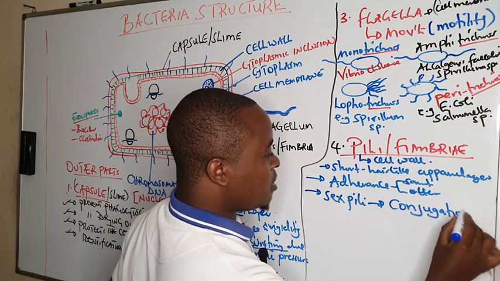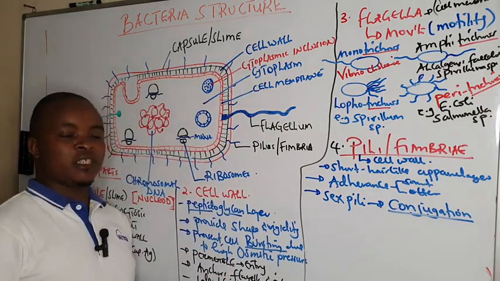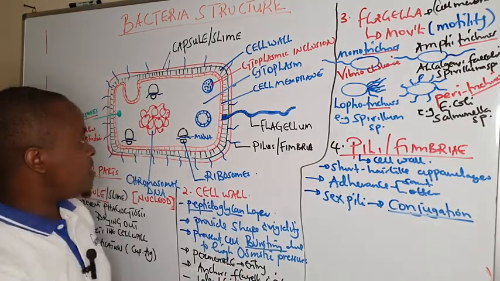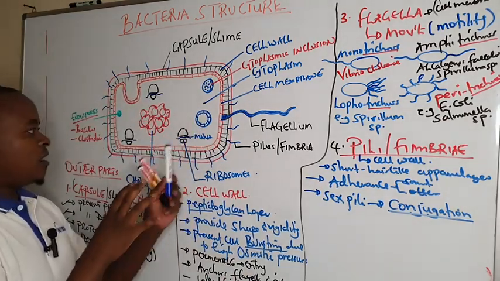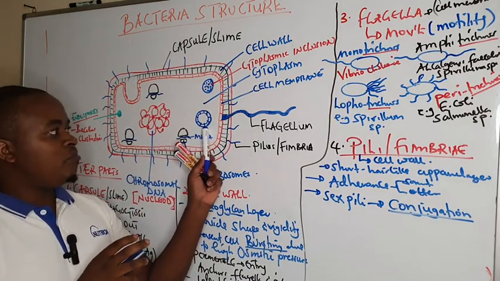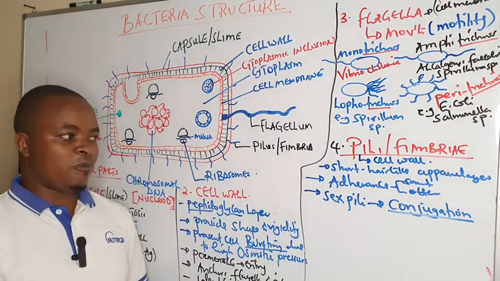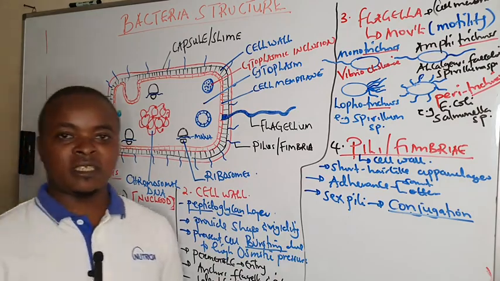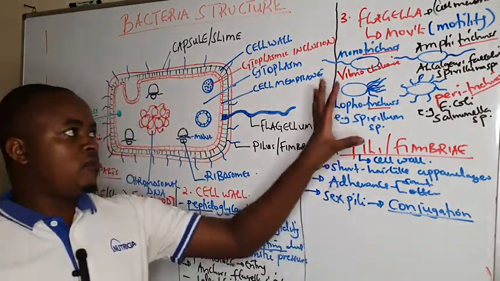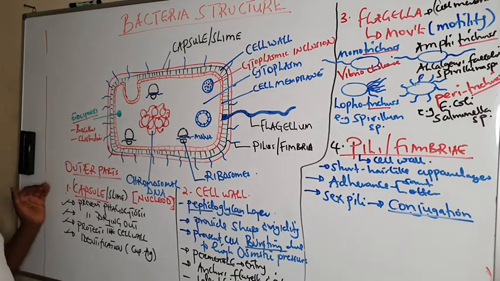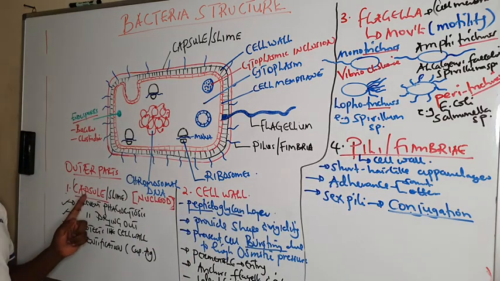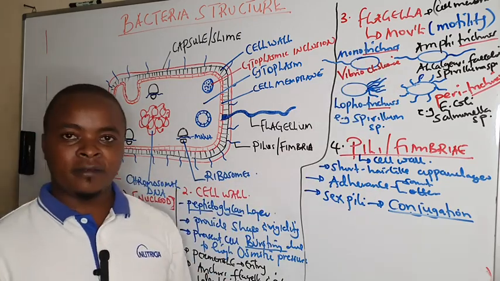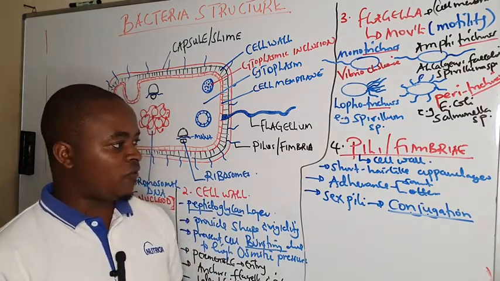So the sex pili enable sharing of genetic material, that is the DNA, by the process known as conjugation, whereby plasmids and DNA can be shared to other bacteria by use of the sex pili, which can confer resistance in the surrounding. So this marks the end of the outer parts of the bacteria, whereby we have the capsule, the cell wall, the flagella, and the pili. And we have seen their major functions.